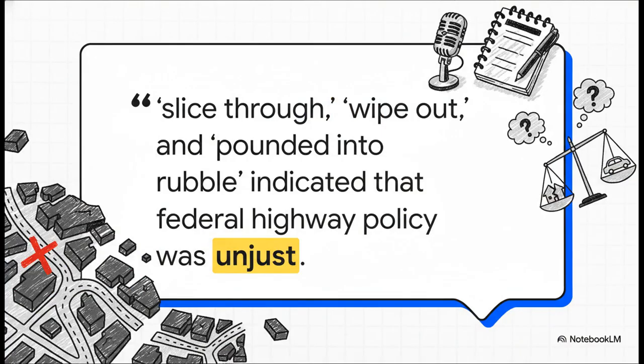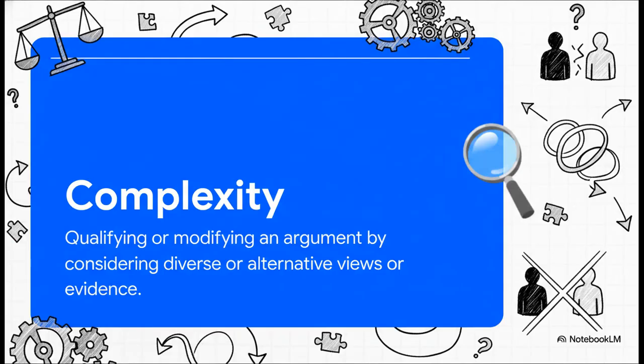But a complex argument digs deeper. When you analyze the language a journalist used back then, you see a totally different story. Words like "slice through," "wipe out." This same highway system was often used to deliberately tear down and destroy thriving Black neighborhoods. So progress for some was literally devastation for others. And that right there is what complexity is all about. It's about acknowledging the contradictions. It's showing that you get that history is messy. It's not a simple story of good guys and bad guys. It's about being willing to tweak your own argument to account for the evidence that doesn't quite fit.